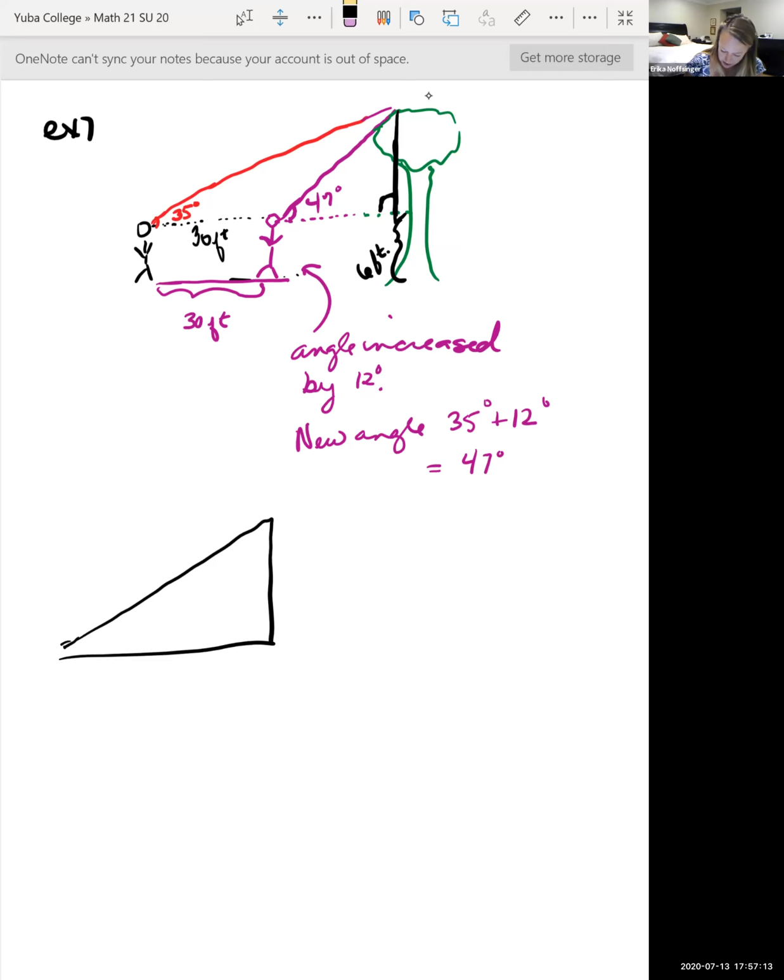In the bigger one, we have 35. We have that this is 30. We don't know what this piece is. Let's call it X. And we also need to figure out what this piece is. Let's call it Y. So right here, this piece I'm going to call X. This piece I'm going to call Y.